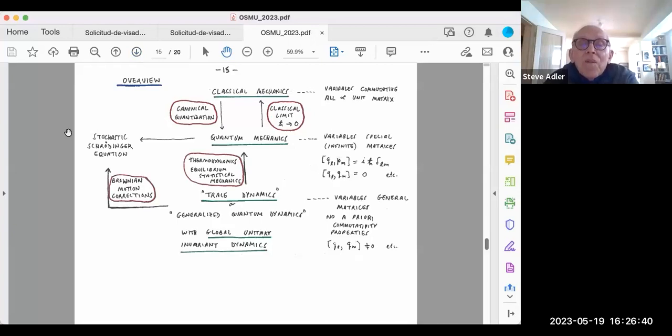So as a pictorial then, at a lower level, you have trace dynamics or generalized quantum dynamics, which I quoted in my first paper with Adler and Millard, with global unitary invariant dynamics. The variables are general matrices, no a priori commutativity properties are assumed. When you do thermodynamic averaging, you get quantum mechanics, where the variables are special infinite matrices that obey the Heisenberg algebra. And then if you go to h bar to zero, you get classical mechanics, where the variables are all commutative, so they're multiples of the unit matrix. Going back by canonical quantization, you get from classical mechanics to quantum mechanics, but in this picture, the quantum mechanics isn't foundational.